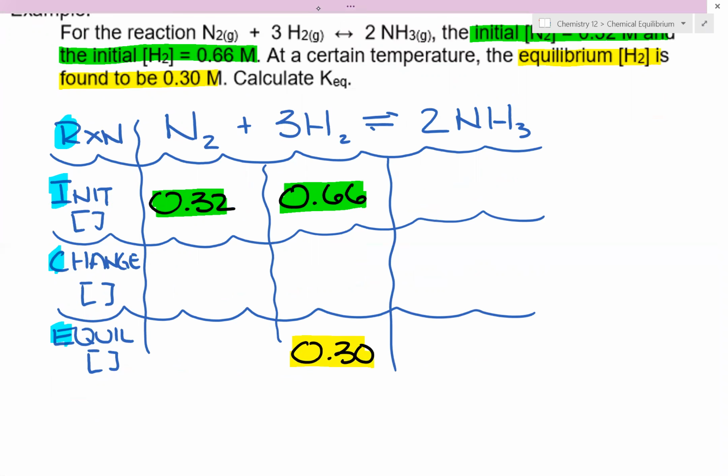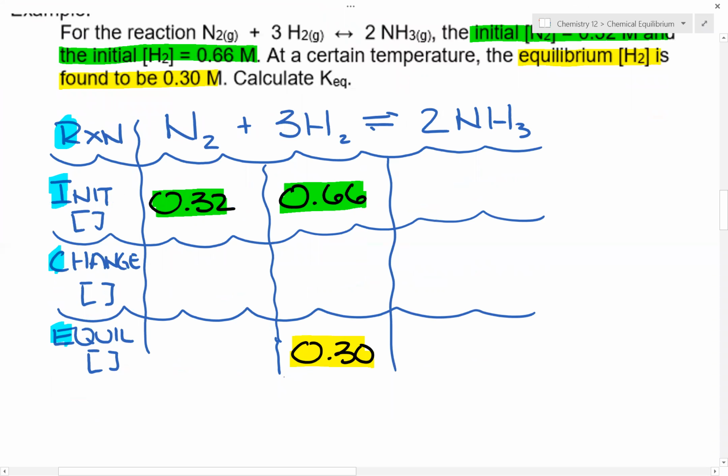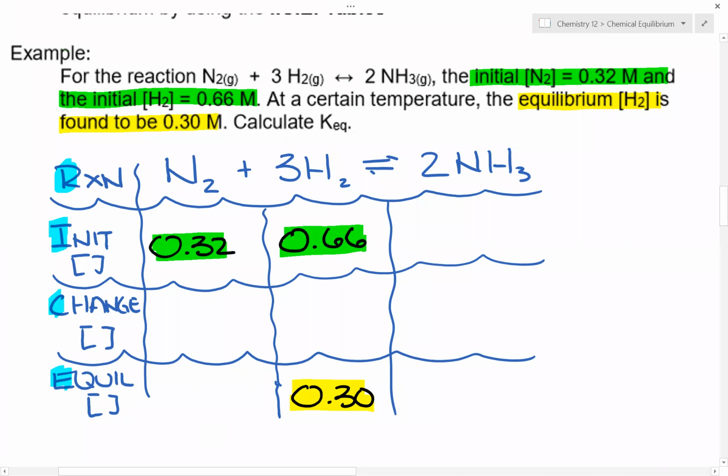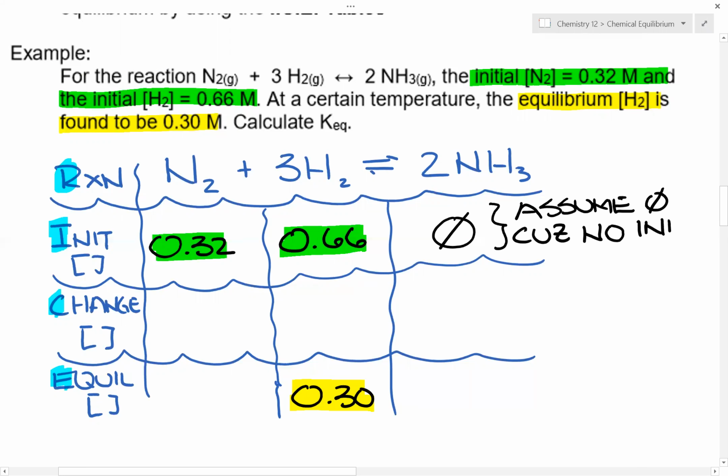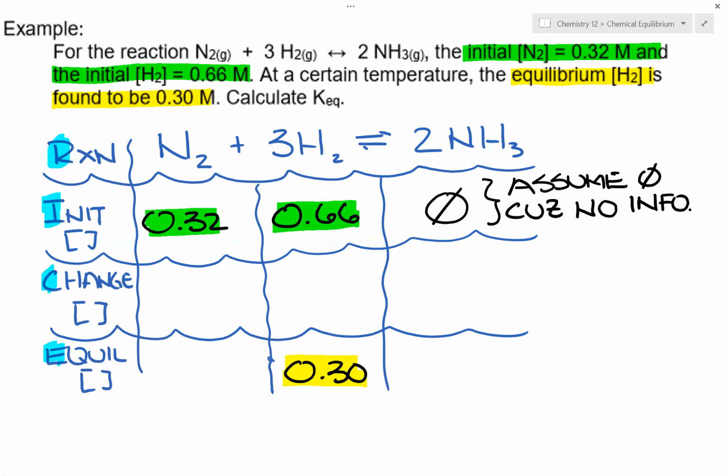Okay. Now, how do we fill in the rest of this table? Now, a couple of things. Notice in the question, they did not give us any information about NH3. So how do we start this off? We'll call this 0. So assume 0 because no info. We weren't given any information on this.